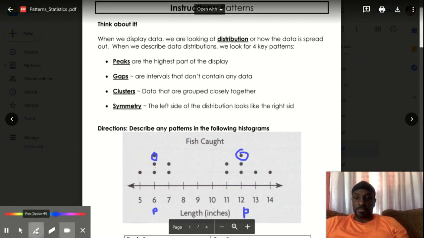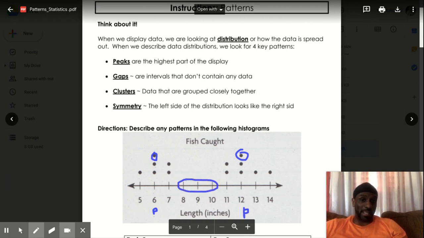the gaps. I would say that there is no data display between numbers 8 and 10. So the gap is between 8 and 10, okay? That's where there's gaps in my data. Gaps are the intervals that contain no data, okay?